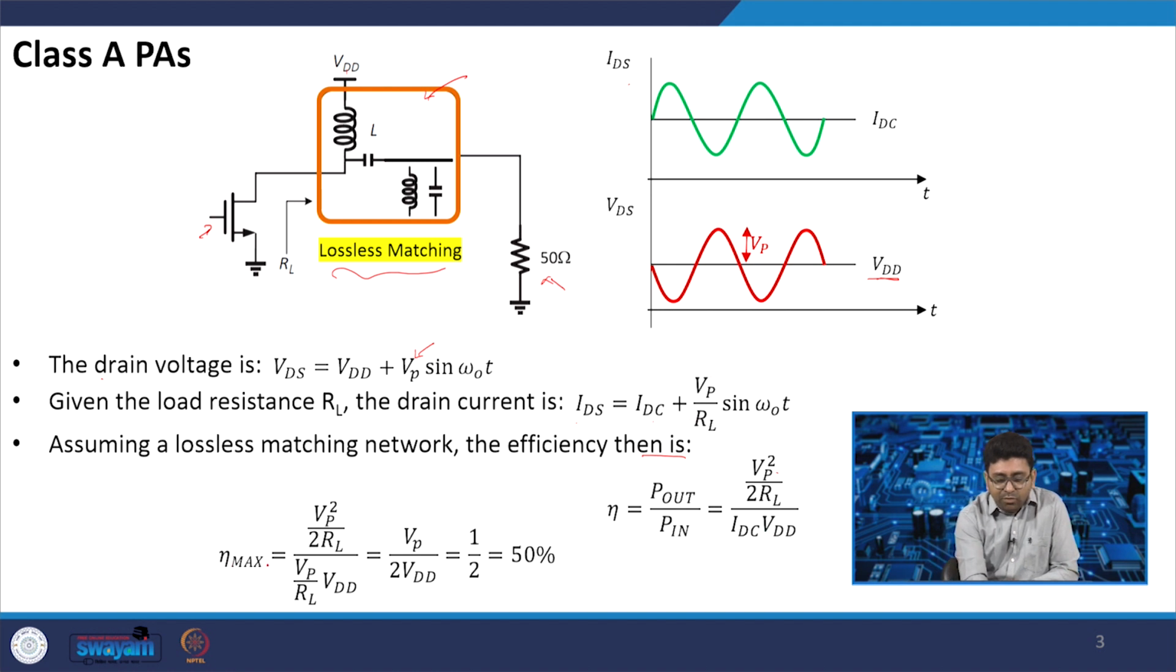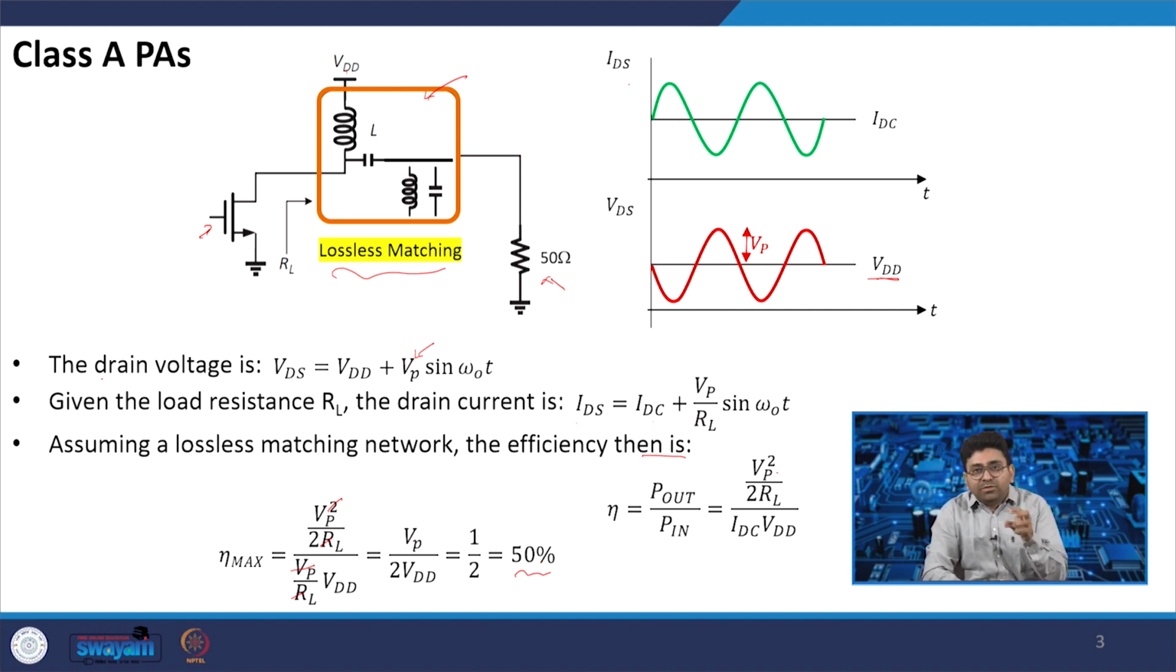Now, if we want to go for the maximum efficiency, which is given by Vp square by 2 RL, the IDC current we can write as Vp by RL into VDD. So, RL will be cancelled out here, and one of the Vp will also be cancelled out. So, Vp by 2 VDD. Now, the important point is how your voltage swing at the output is, at what level. If Vp voltage swing is a maximum equal to VDD, then this class A amplifier can reach a 50% efficiency.